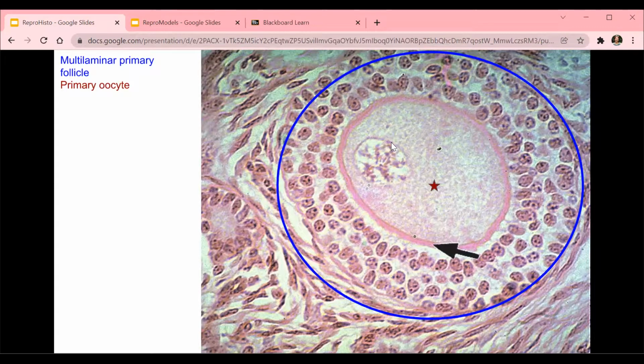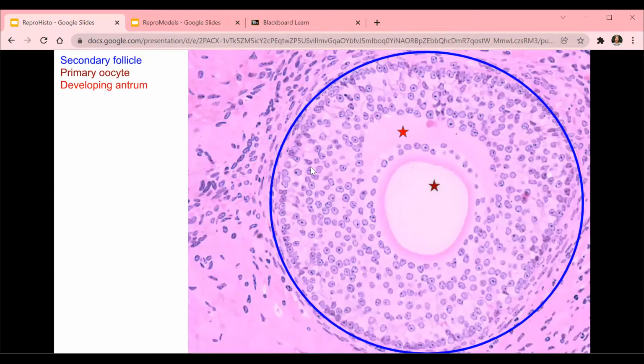Again, multilaminar primary follicle. This is the oocyte. This is the zona pellucida, and these are the granulosa cells. This is the secondary follicle because we can see the antrum. The antrum is created here. Secondary follicle or antral follicle. You have the oocyte. This is the zona pellucida, and all of the cells are granulosa cells.